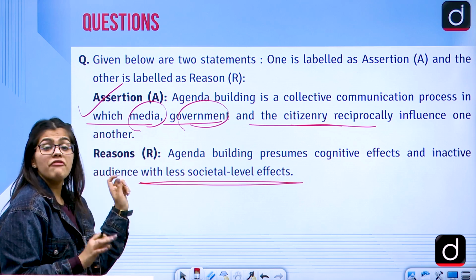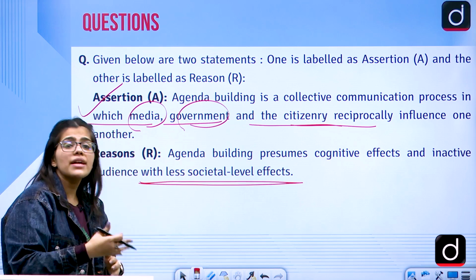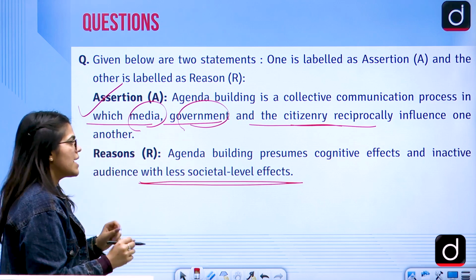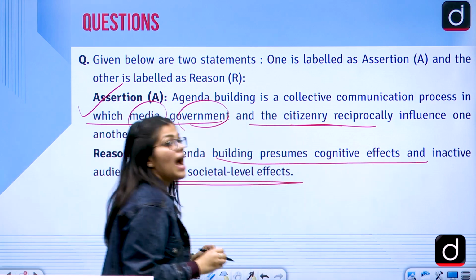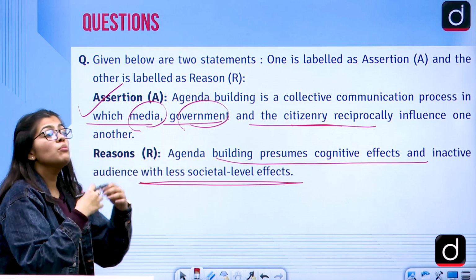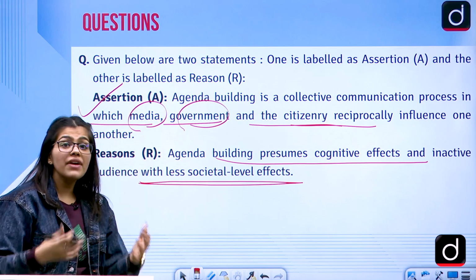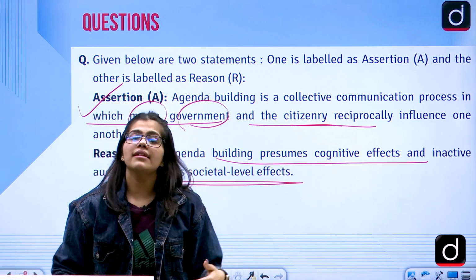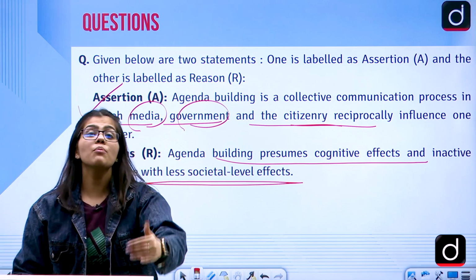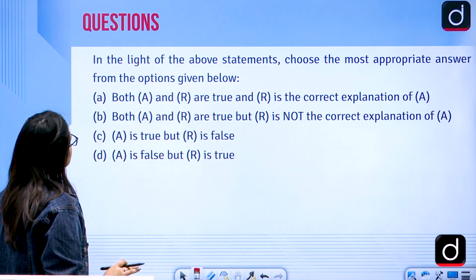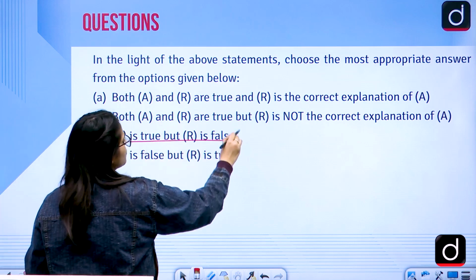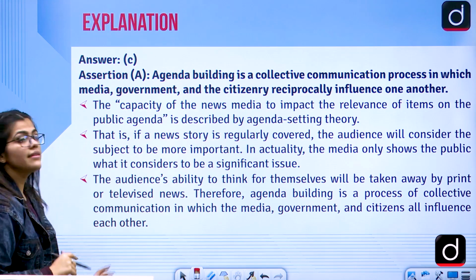But is this effect less on us? No, the effect is always more on us. This means that the agenda building theory says that the cognitive effects and the inactiveness of the audience is always more on the societal effects. So always the society is affected more rather than the media. Media is influenced less by us and we are influenced more by the media. Hence, which is the right answer? The right answer is C, which means that A is true but R is false. Let us look at the explanation.